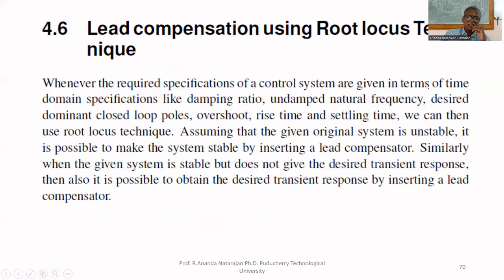Now, we will see how to compensate using a lead compensator. Suppose the required specifications of the control system are given: damping ratio, damped natural frequency, or desired location of closed loop poles, or overshoot, or rise time, or settling time. If the specifications are damping ratio, omega D, or undamped natural frequency, omega N, or desired dominant closed loop poles, overshoot, peak time TP, rise time TR, settling time TS, based on these we can find one location of poles.